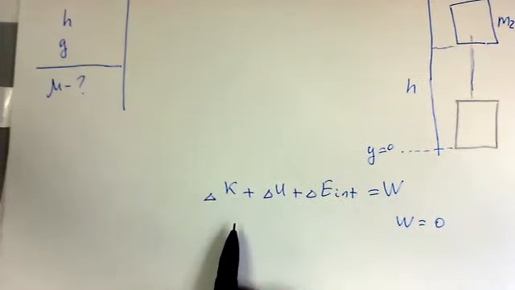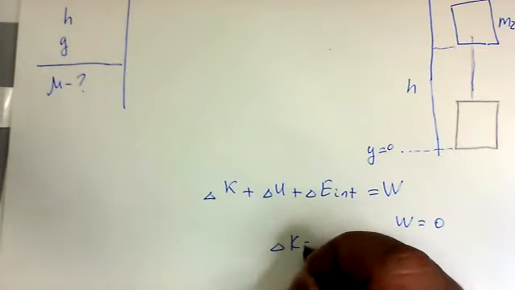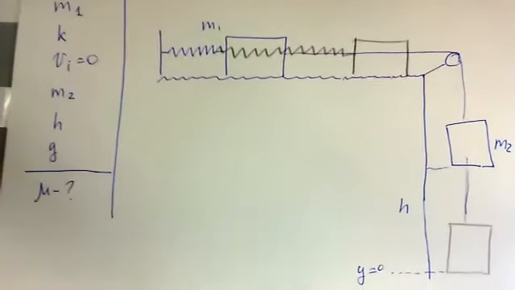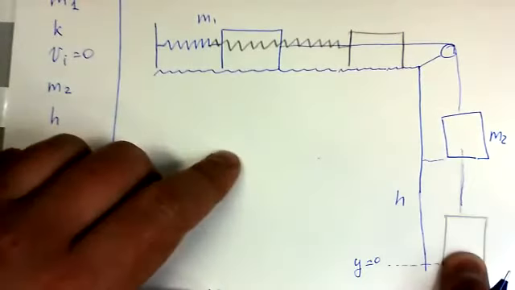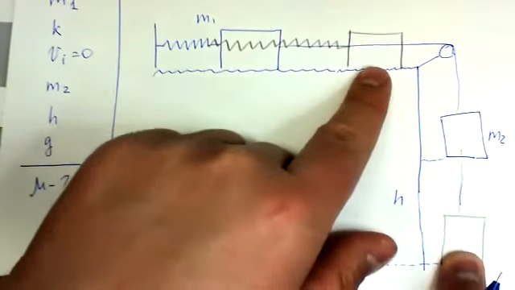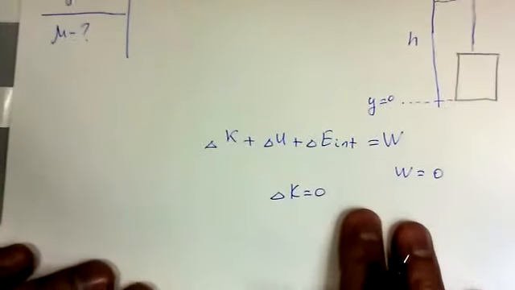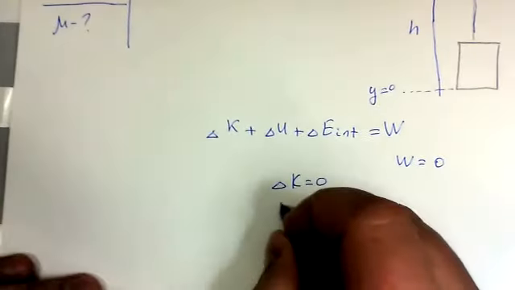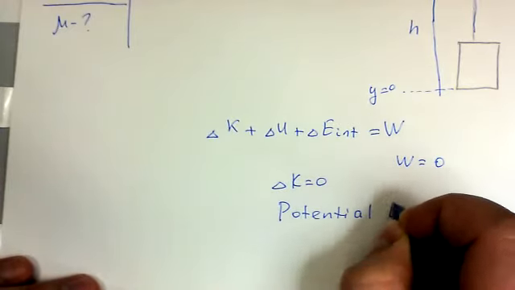So what can we say about the change of kinetic energy? The change of kinetic energy is 0 because initially everything was at rest, and in the final position, when this block moved down and this block moved to the right, also nothing is moving. So the kinetic energy change is 0. So let's talk about the potential energy.